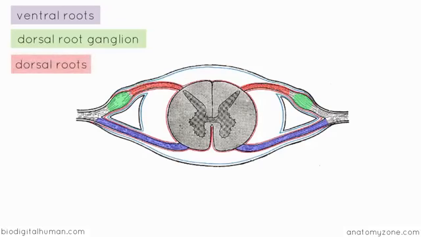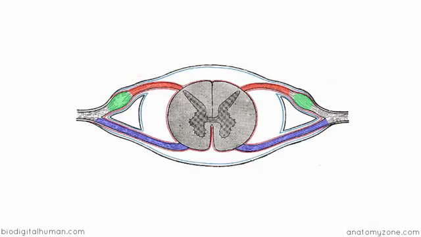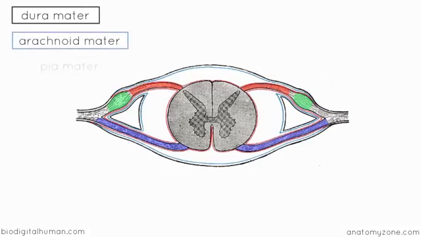So as I mentioned in the previous part, the ventral root carries efferent motor information and the dorsal root carries afferent sensory information. So afferent arrives, efferent exits. So if you're familiar with the coverings of the brain, the spinal meninges are exactly the same. So you've got three layers. You've got the dura mater, the arachnoid mater, and the pia mater.